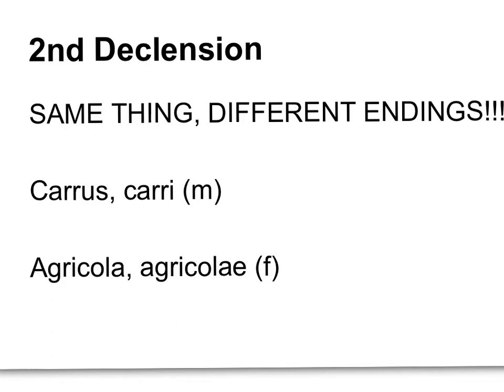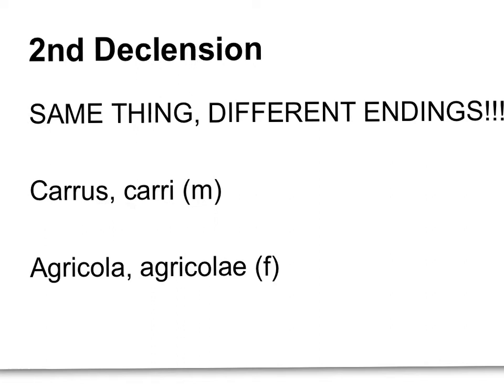So, now it's time to talk about the second declension, and the good news is this. You do the same thing with different endings. You find the root the same way, and you add the endings the same way, and all the cases actually remain the same. Nominative, genitive, dative, accusative, ablative. That will never change. So we have here an example of a second declension noun, carus, cari. This is the nominative singular, genitive singular.